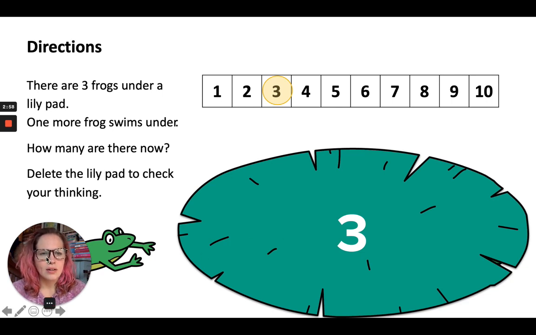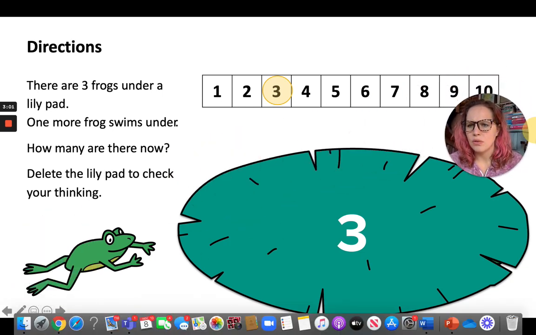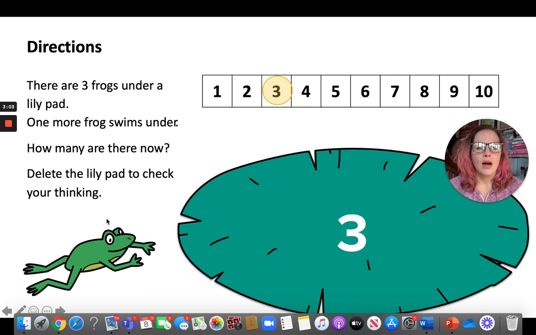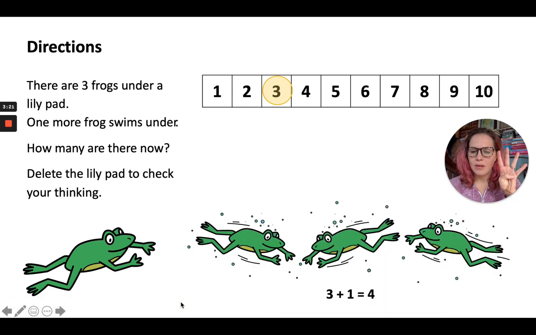One more frog. There are 3 frogs under the lily pad. One more frog, this is him right here. He comes and swims under. How many frogs are there now? So we have 3 plus 1 more is 3 plus 1 equals 4. Do you see how if we look at the circle up here, we have 3 plus 1 more is 4. 3, 4. We added 1.